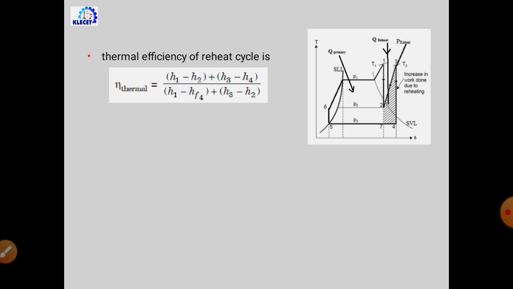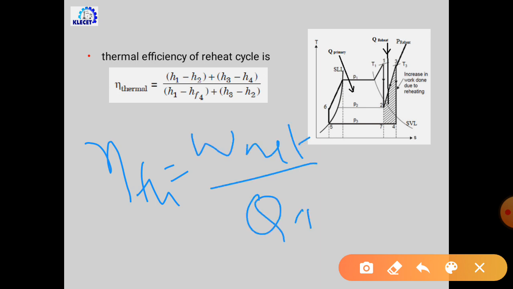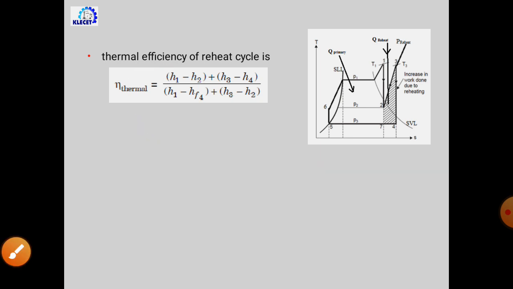So, we can write the thermal efficiency can be written as W net upon heat supplied, that is Q1. So, Q1 I have replaced in the denominator and W net is the numerator here.